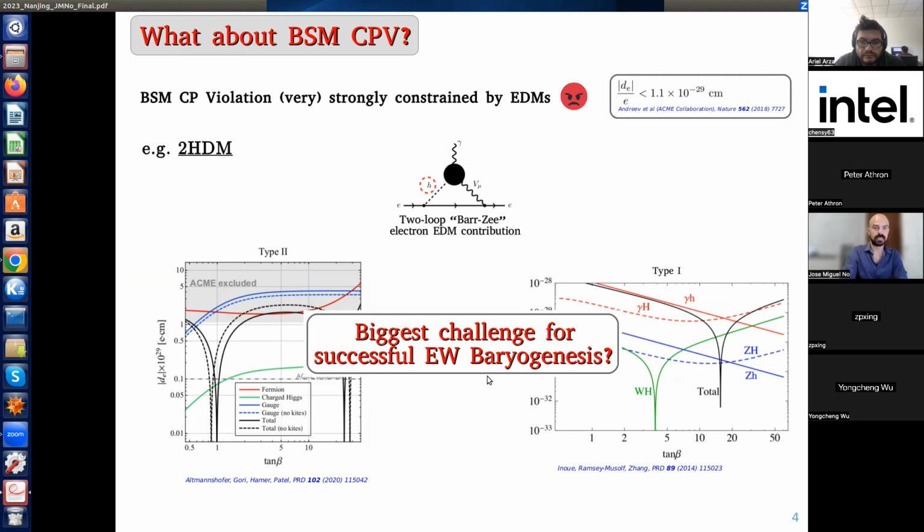And in fact, 3-4 years ago, the fact that this ACME collaboration was putting these new limits, this is from 2018, made many people say that essentially electroweak baryogenesis was ruled out. I mean, it was very difficult or even impossible to do this in many otherwise very appealing scenarios, where you could do the phase transition, etc.